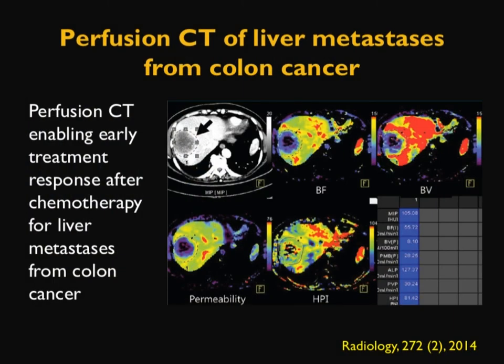These are images showing the perfusion CT of liver metastasis from colon cancer. So the perfusion CT enables early treatment response assessment after chemotherapy for liver metastasis from colon cancer. In the panel of images, quantitative information such as blood flow, blood volume, and so forth can be obtained from doing the CT perfusion of the body.